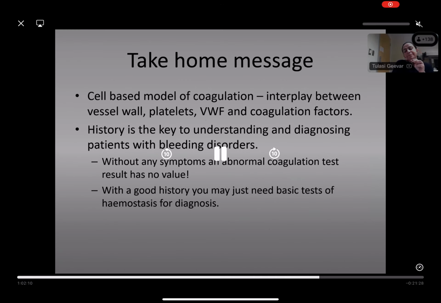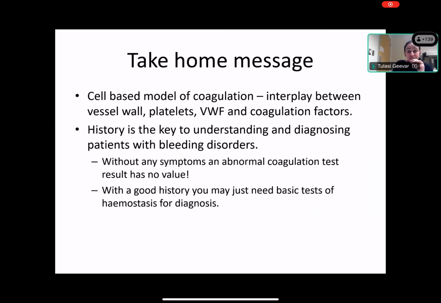Take home message here: the cell-based model of coagulation which we saw is a complex interplay between the vessel wall, the platelets, the von Willebrand factor, and the coagulation factors. History is the key to understanding and diagnosing patients with bleeding disorders. Without any symptoms, remember, an abnormal coagulation test is of no value. And with a good history, you may just need the basic tests of hemostasis for diagnosis.